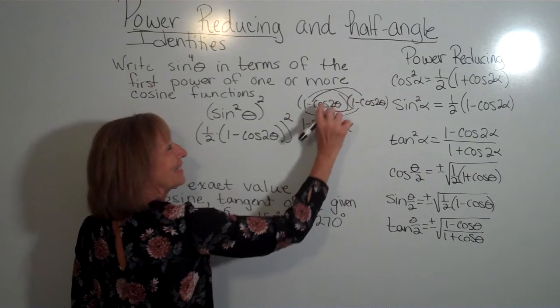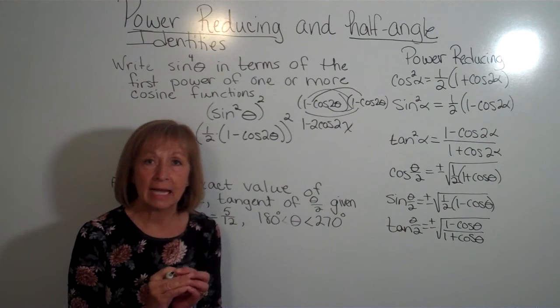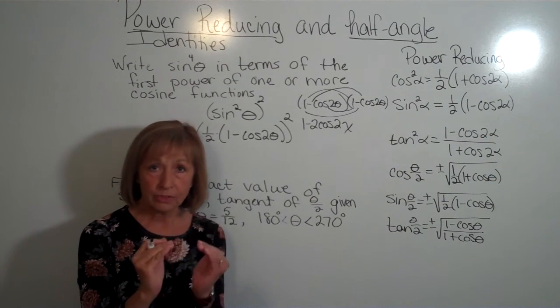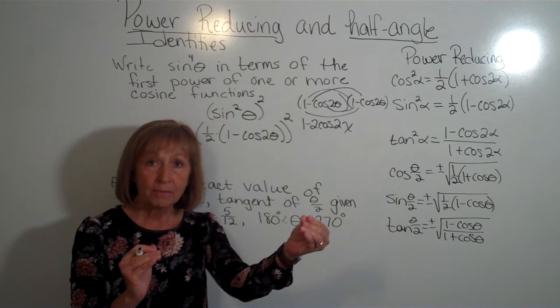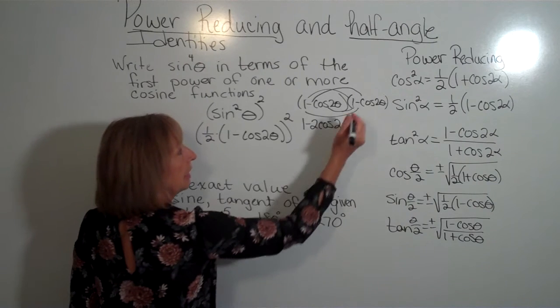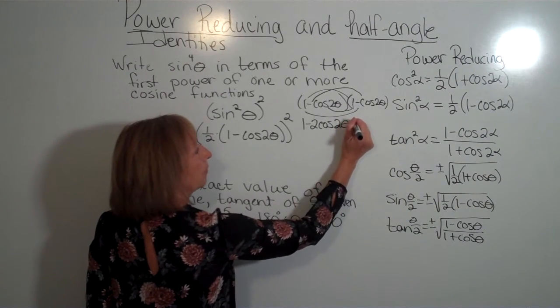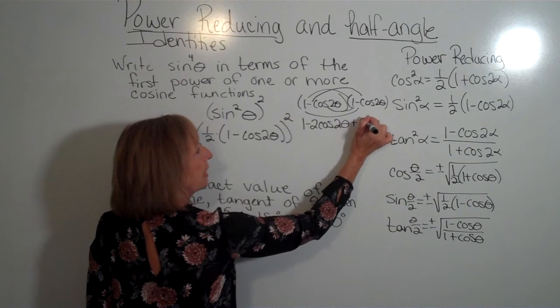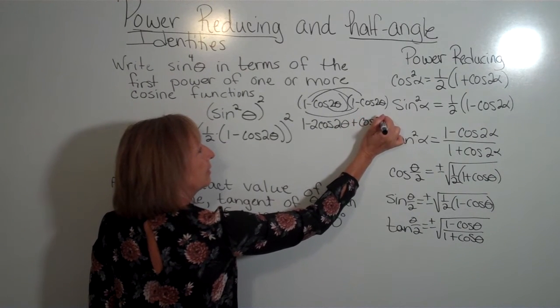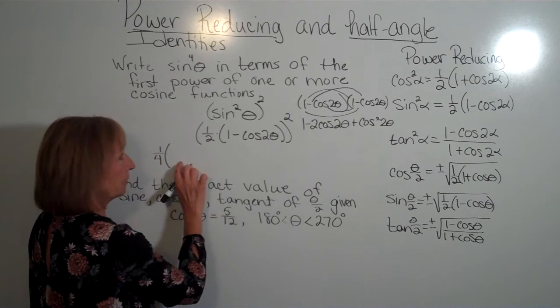And then last, negative times negative is positive, and cosine 2 theta times cosine 2 theta is cosine 2 theta squared, but to write that we tuck it in between the trig function name and the angle. So we have our plus cosine squared 2 theta. Now that's what goes here.